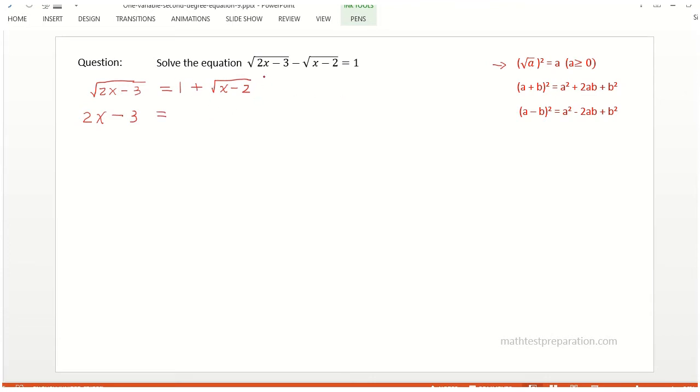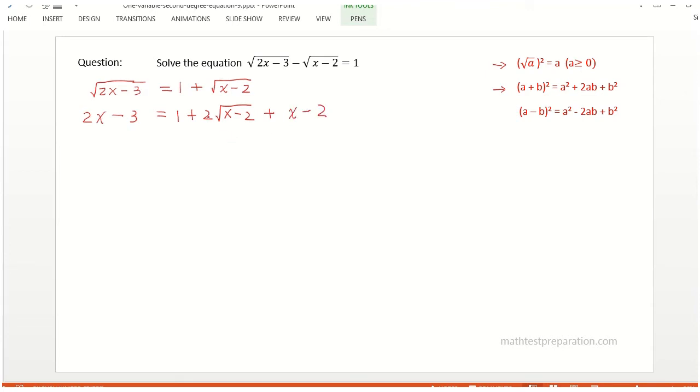which equals to, now square right side of the equation, we use this formula. A plus b square equals to a square plus 2ab plus b square. So 1 square is 1 plus 2 times 1 times square root x subtract 2 plus square of square root x subtract 2, which is x subtract 2.